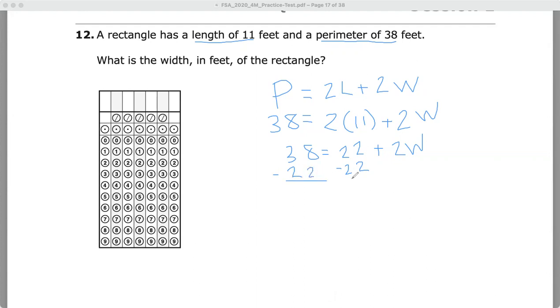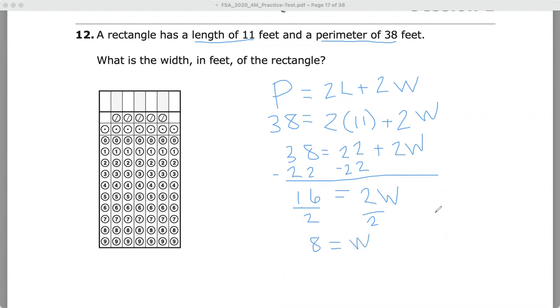Okay, so 38 minus 22 is 16. So 16 equals 2W. And to get the W by itself, we're going to divide by 2 because it's 2 times W. So you do the inverse. Divide both sides by 2. 16 divided by 2 is 8, which is the width.